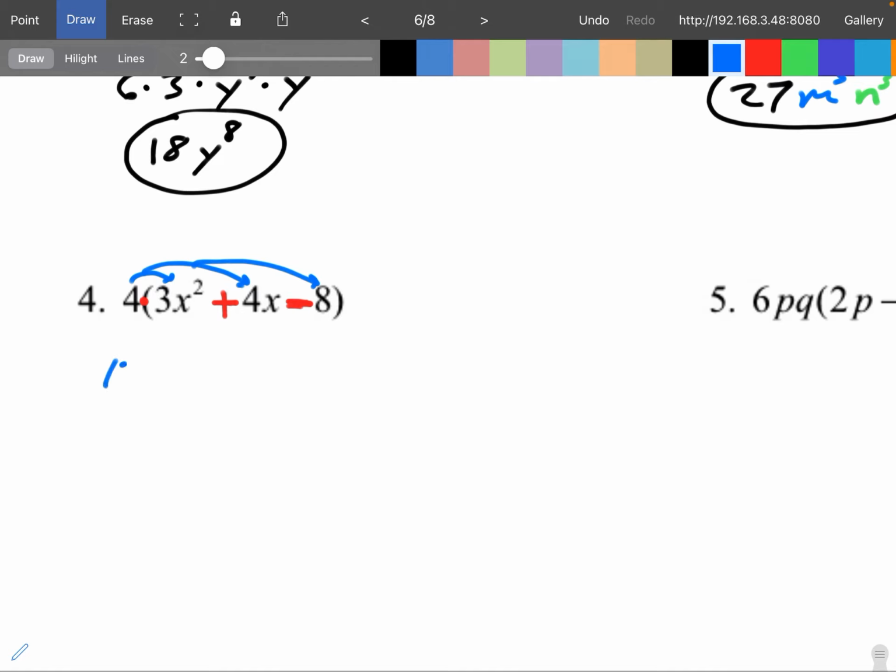So you're going to do 4 times 3. What's that? That's a 12. So that is a 12x squared.